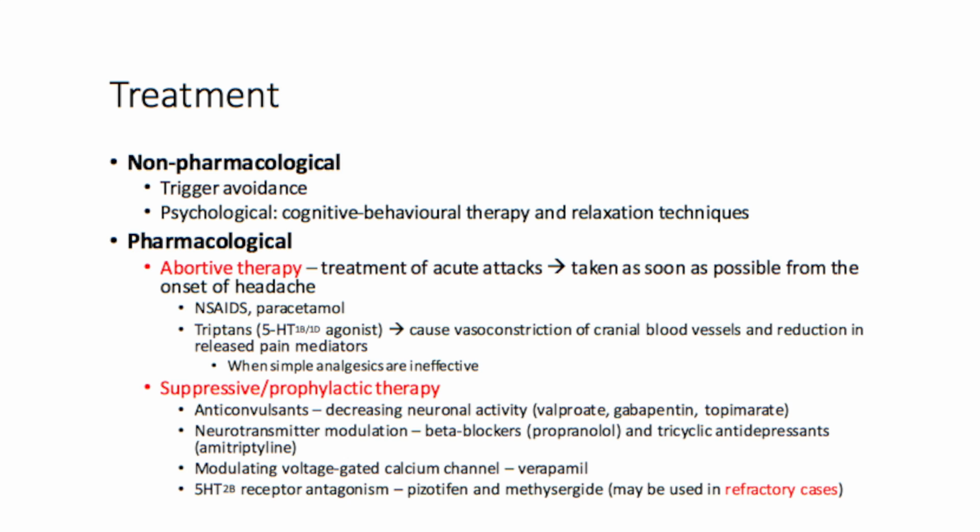For patients who frequently experience migraines, and the migraines really interfere with their way of life, the use of suppressive or prophylactic therapies can be considered. These include anticonvulsants, which decrease neuronal activity, the use of valproate, for example, gabapentin and topiramate, neurotransmitter modulators such as beta blockers, including propranolol, and tricyclic antidepressants such as amitriptyline can be considered, or modulating voltage-gated calcium channels with the use of verapamil may be alternative options.